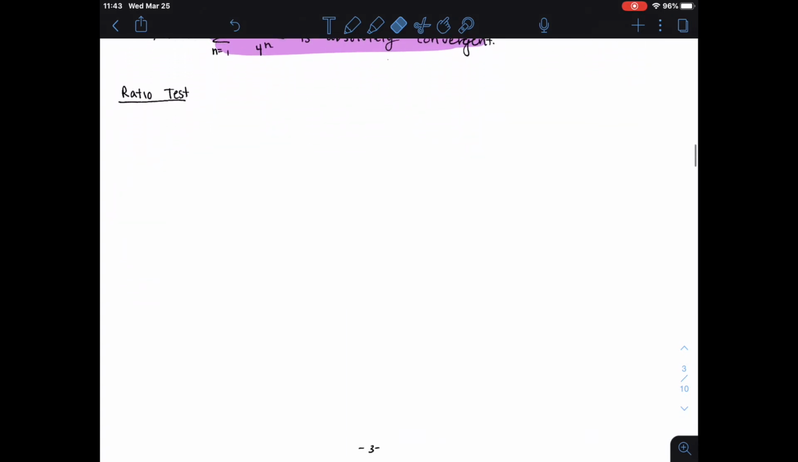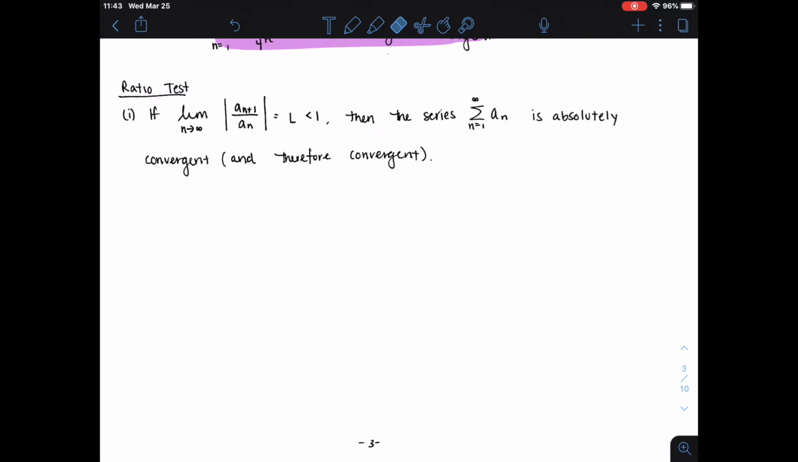Okay? So this leads into one of the nicest tests we possibly have, which is the ratio test. So you do exactly what it says. You're going to take a ratio. And basically what happens to that ratio will dictate whether the series is convergent or divergent. So the first part of the ratio test tells you if you take the limit as n goes to infinity of the absolute value of an plus 1 over an, if that equals L, which is less than 1, then the series is absolutely convergent. So then it's normally convergent.